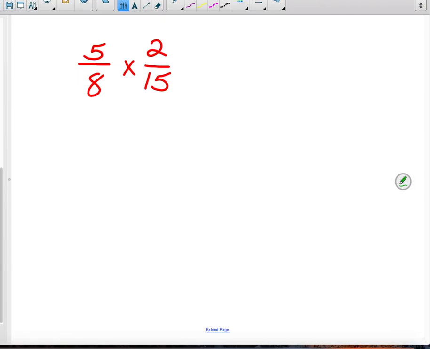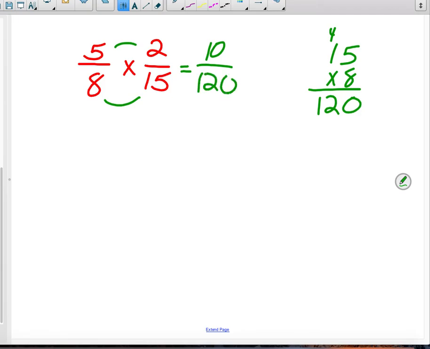If we were to actually do this problem, we do 5 times 2, we would get 10, and we would do 8 times 15, which we probably have to do on scrap paper or use a calculator. 8 times 5 is 40, carry your 4. 8 times 1 is 8, plus 4 is 12, you get 120. Wow, then we'd have to simplify that. We'd find the greatest common factor for those two numbers, which is 10, and that would give you 1, and 120 divided by 10 would give you 12, so it would be 1/12. But if we cross-simplify, look what we get.